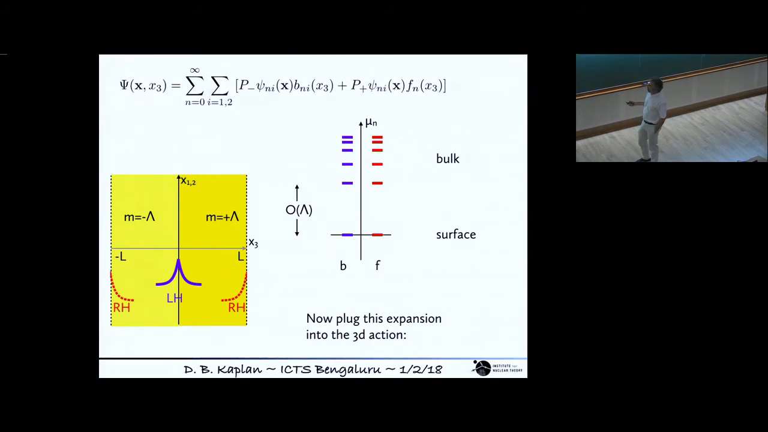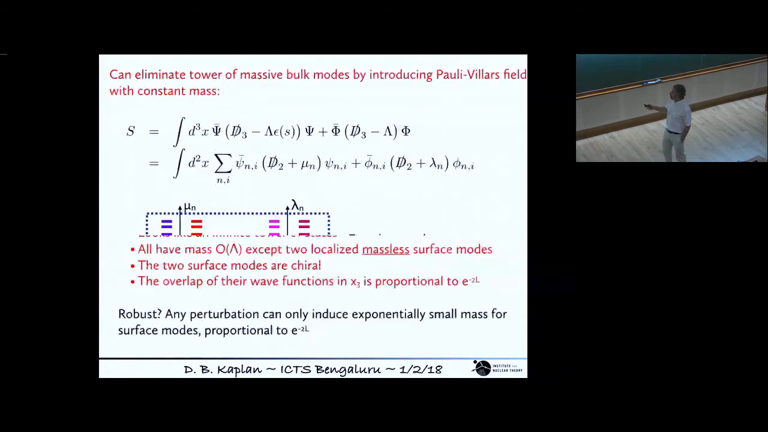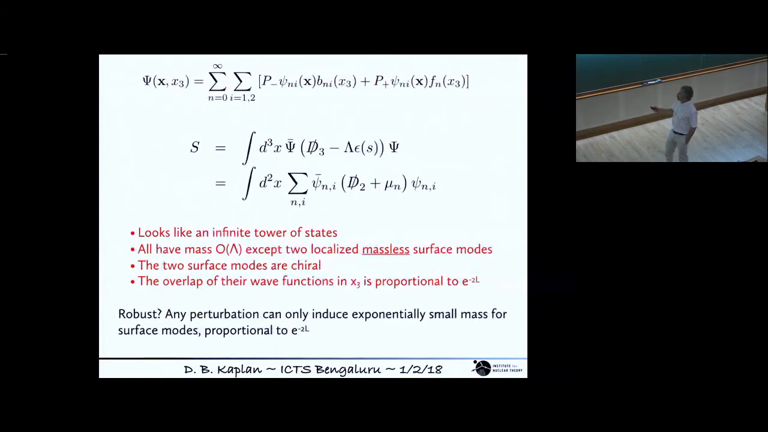Now that I've done this expansion, let's plug this back into the three-dimensional action. You take this expansion and plug it into this action, and because of the orthogonality properties of B and F, you end up finding that you get a sum over modes, basically an infinite tower of 1 plus 1 dimensional Dirac fermions with mass mu n. But the important thing is that for the case n equals 0, the left and right-handed modes look like just a massless Dirac fermion, but you have to remember that I've integrated over this extra dimension, and their wave functions are localized far apart from each other.